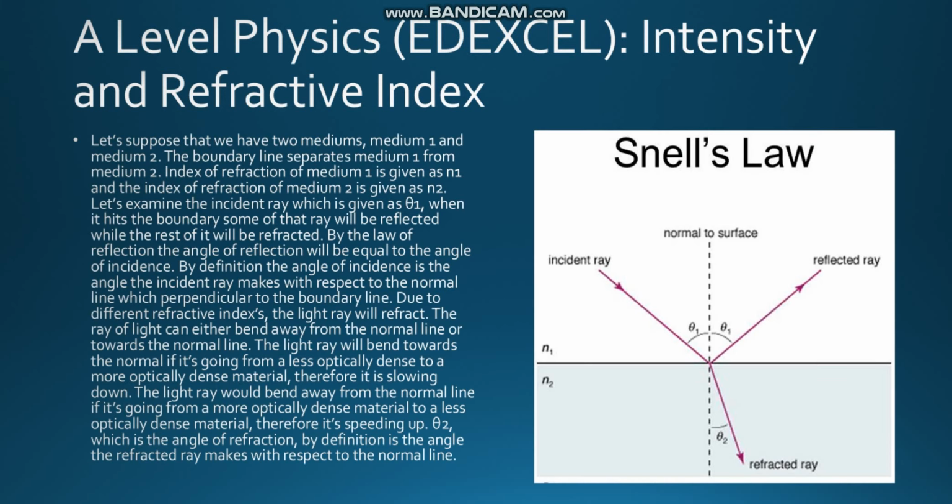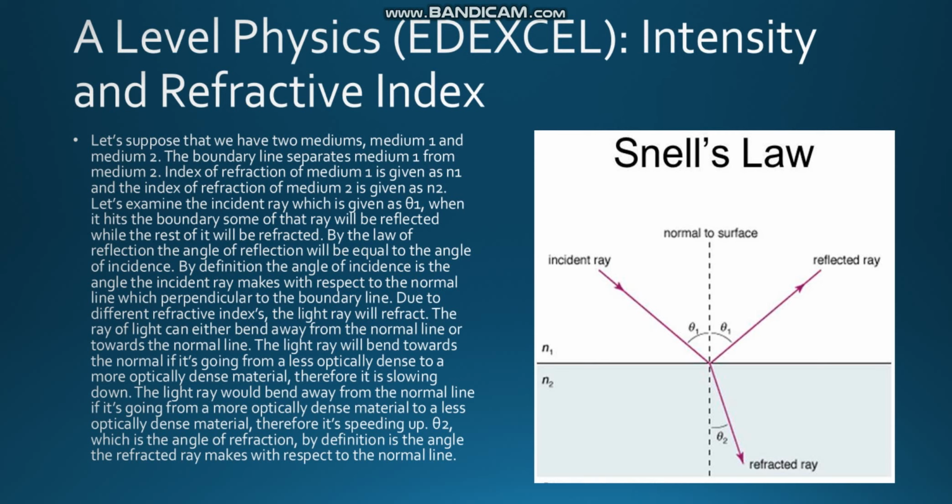So let's suppose that we have two mediums: medium 1, which is going to be air in this case, and medium 2, which is going to be glass. The boundary line that separates medium 1 from medium 2 is the horizontal black line going across. The index of refraction of medium 1 is n1, and the index of refraction of medium 2 is n2. Let's examine the incident ray, which makes the angle theta 1.